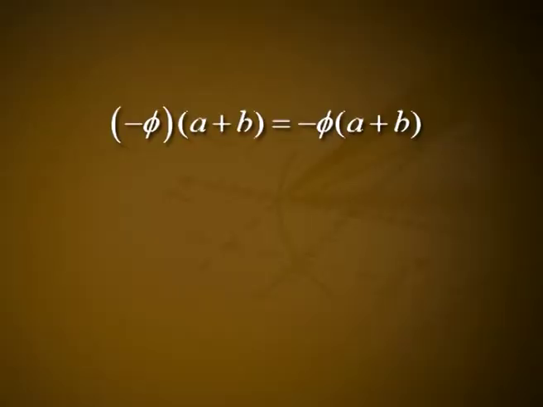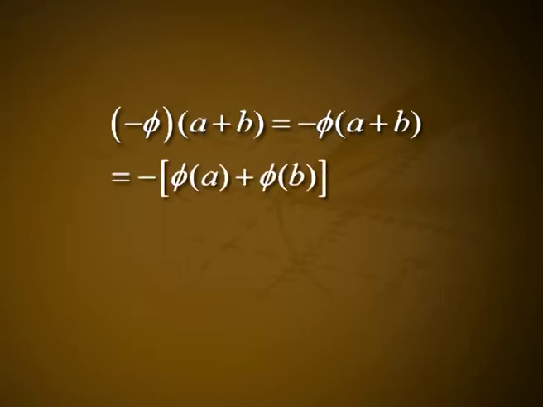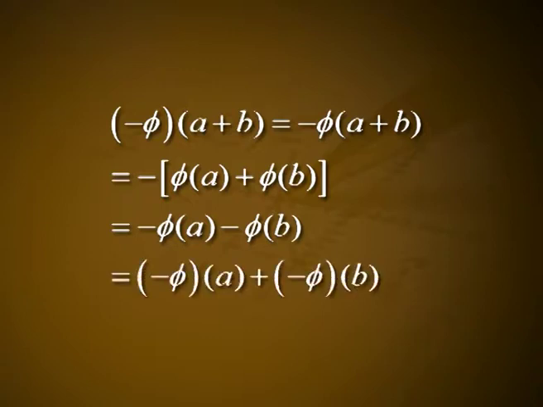5. For phi belonging to hom A, minus phi defined by (minus phi)(a) is equal to minus of phi(a) is in hom A, since (minus phi)(a plus b) is equal to minus of phi(a plus b), which is equal to minus of (phi(a) plus phi(b)), which is equal to minus phi(a) minus phi(b), which is equal to (minus phi)(a) plus (minus phi)(b), and phi plus minus phi equals 0.